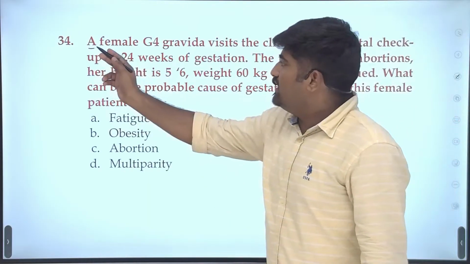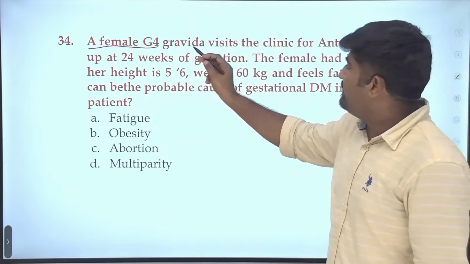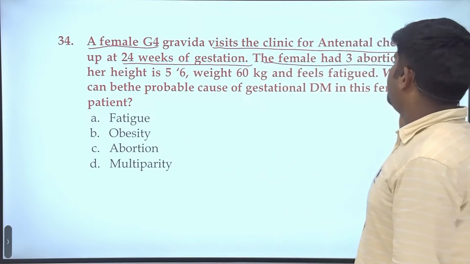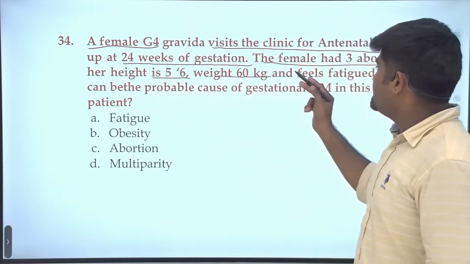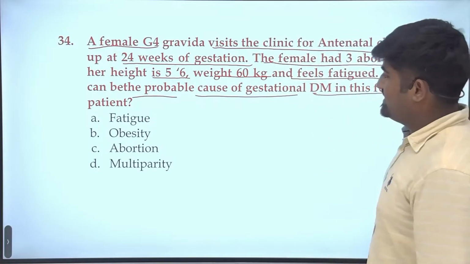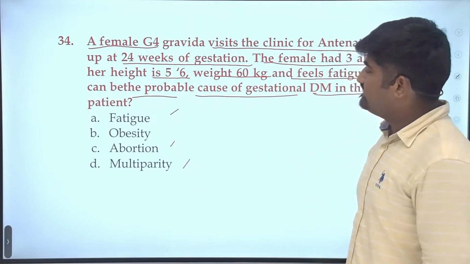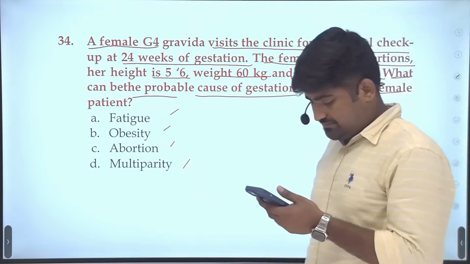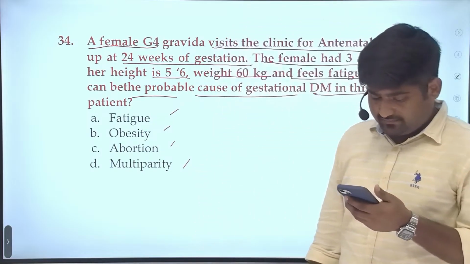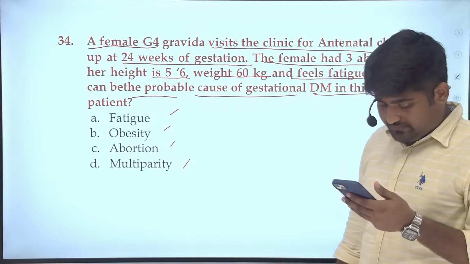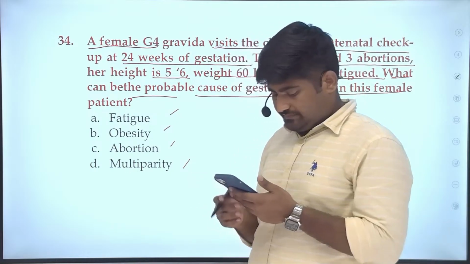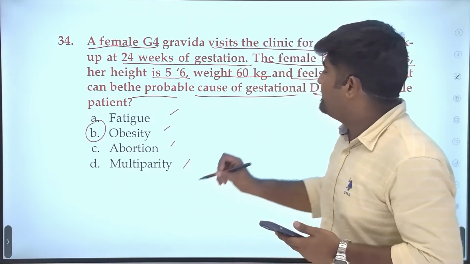Now tell me, a female patient G4, that is gravida 4, visits the clinic for antenatal checkup at 24 weeks of gestation. The female had 3 abortions, the height is 5.6, weight is 60 and she feels fatigued. What may be the probable cause of gestational DM in this female patient? It is fatigue, abortion, multiparity or obesity. Come on, tell me. It is B, due to obesity. It's a very small question. Okay.